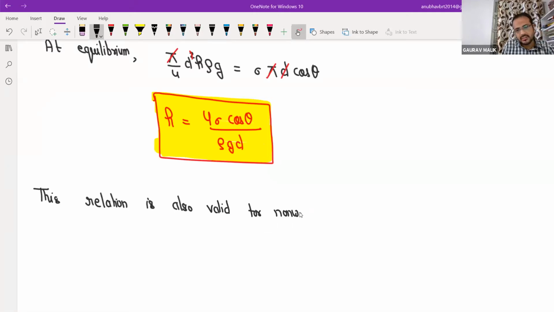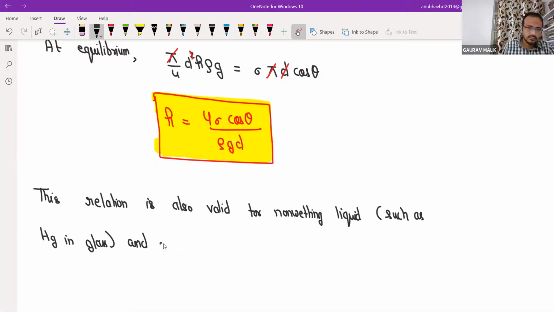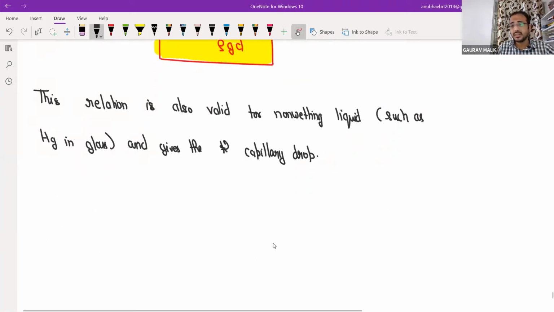This relation is also valid for non-wetting liquids such as mercury in glass, and gives the capillary drop. Or you can use the term capillary depression.